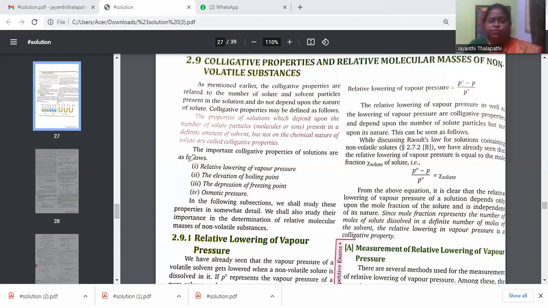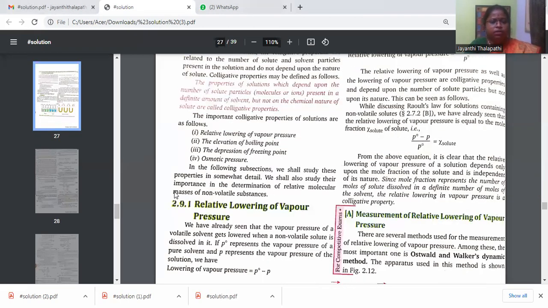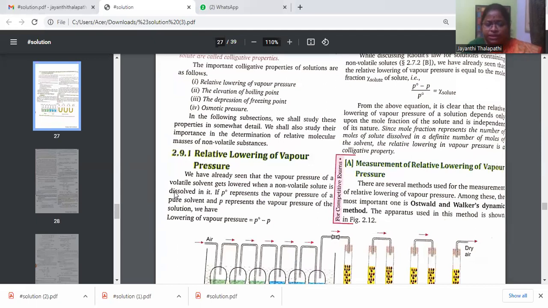Okay. Important colligative properties are relative lowering of vapor pressure, elevation of boiling point, depression of freezing point, and osmotic pressure. In today's class, we are going to discuss relative lowering of vapor pressure. Okay, let's see. What is relative lowering of vapor pressure?